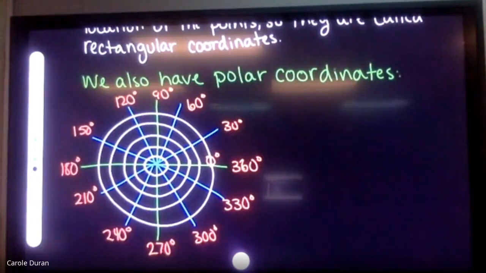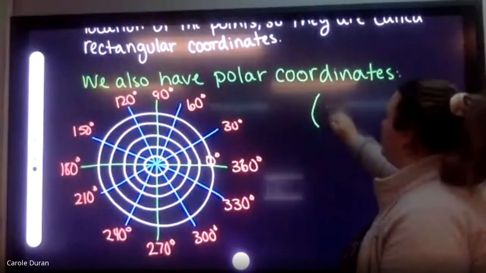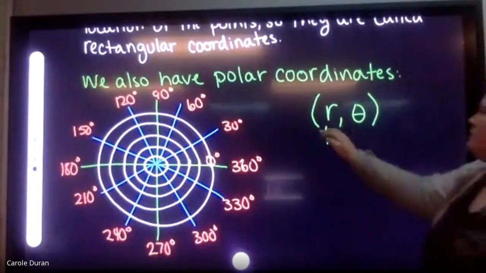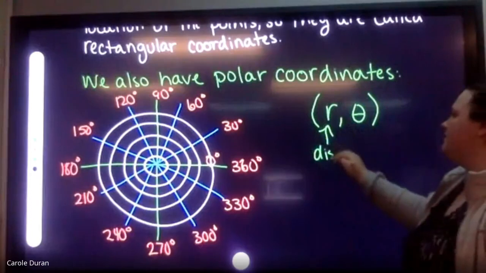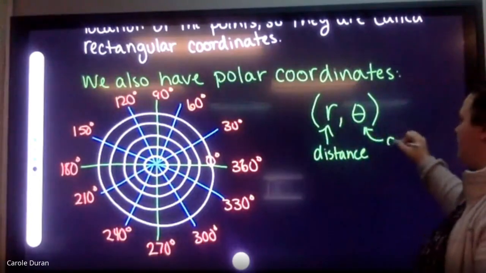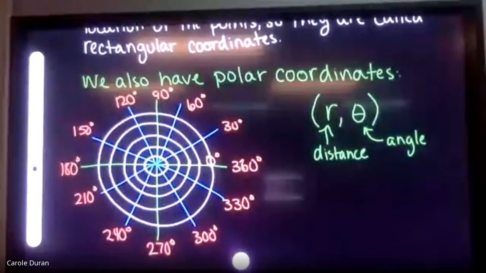When we talk about polar coordinates, we talk about them as their length r, comma, their angle. So this is the distance. The theta then is our angle. And I'm going to show you how we identify where a point is on a polar coordinate system here in a second once you get done drawing all of this.